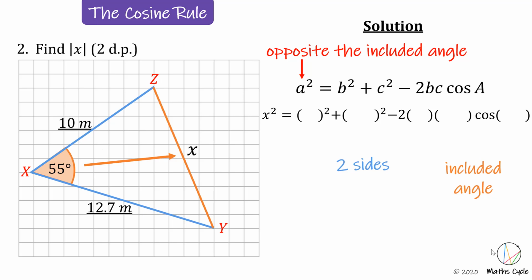Okay. And now we have our x squared equals, we can sub in our 2 sides and our included angle. So we have 10 squared plus 12.7 squared, subtract 2 times 10 by 12.7 times the cosine of 55 degrees. And then we just put all of that into our calculator.